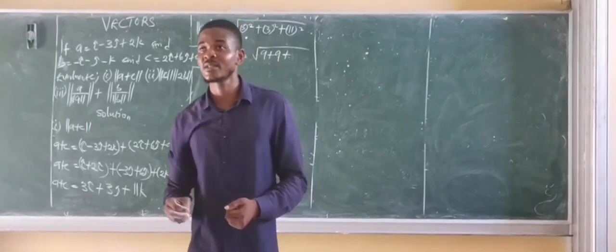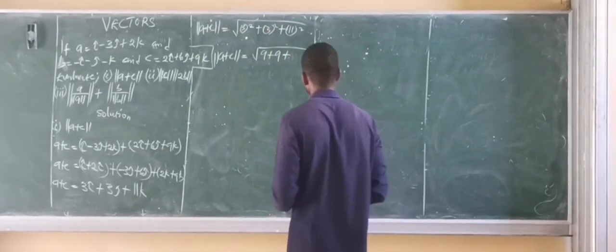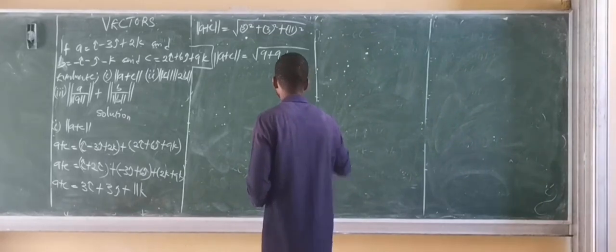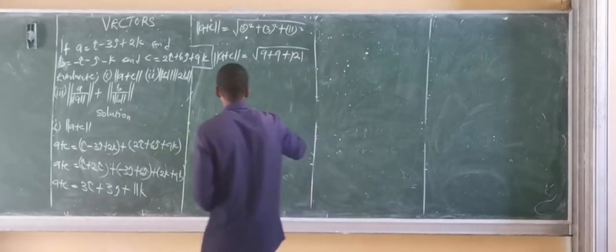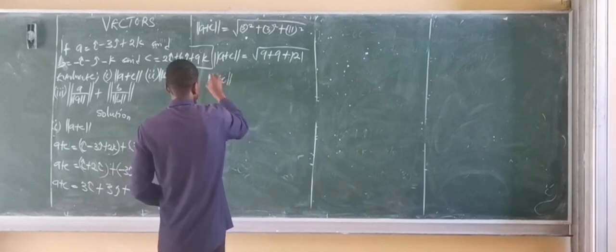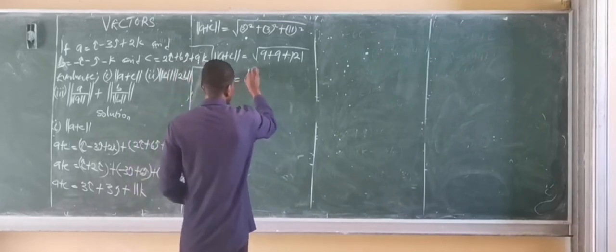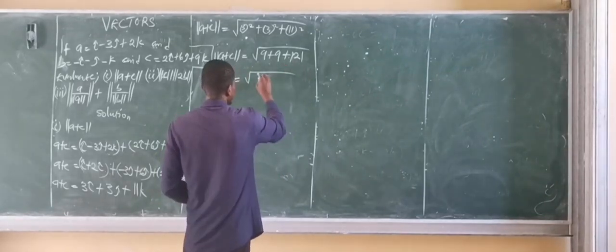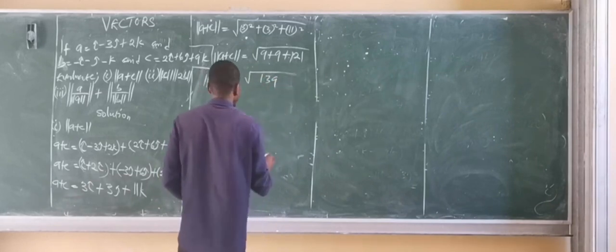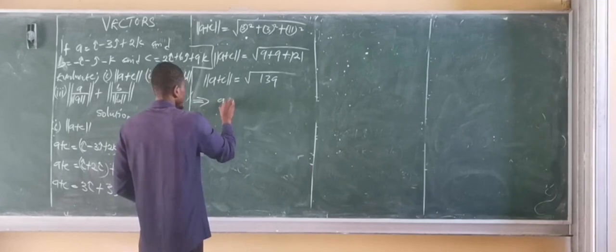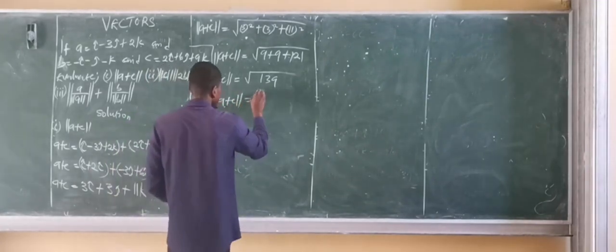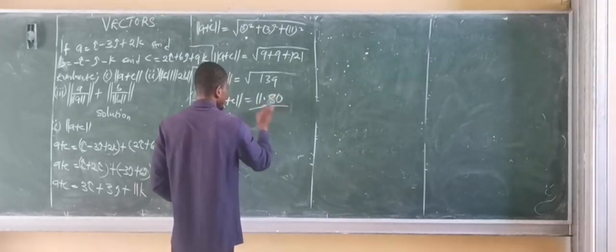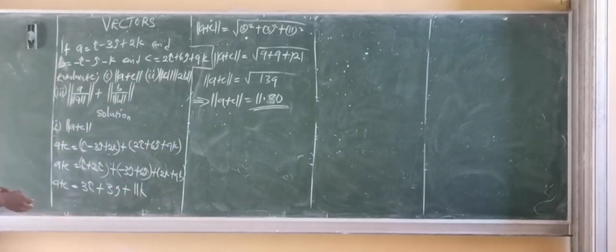Please confirm 11 squared for me. 11 squared should be 121. Yes. So the magnitude of A plus C is equal to the square root of 9 plus 9 is 18, plus 121, which is 139. Square root of 139 is 11.789826, and we call it 11.80. So that's the magnitude of vector A plus C.